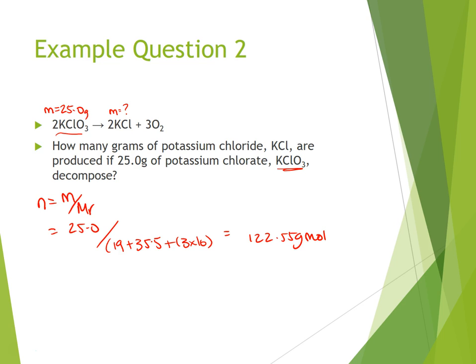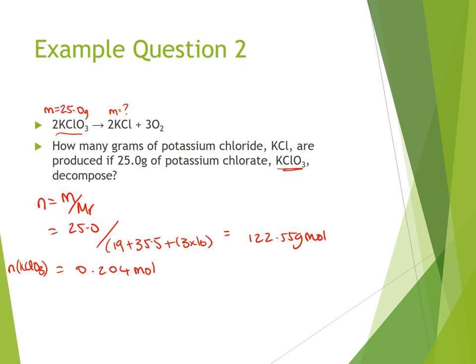So 25 divided by 122.55 is equal to 0.203, let's make that 4 with our rounding. It is important to remember when you're doing calculations to keep the non-rounded version in your calculator, but write your rounded versions down. So that's 0.204 mole, and this is n of KClO3.